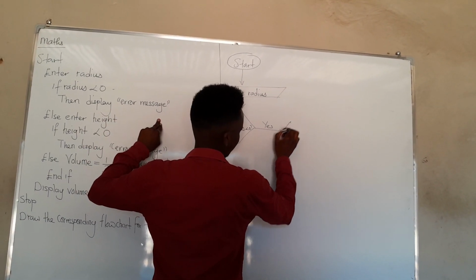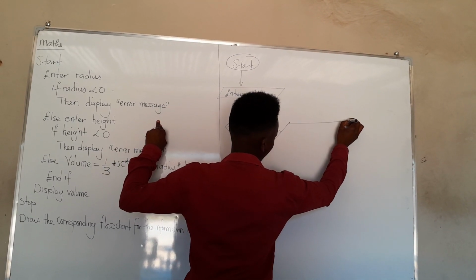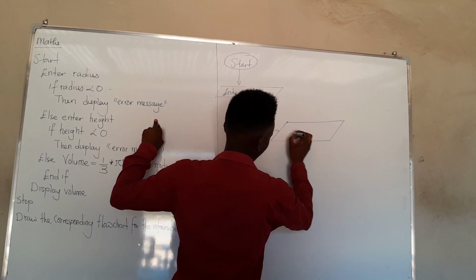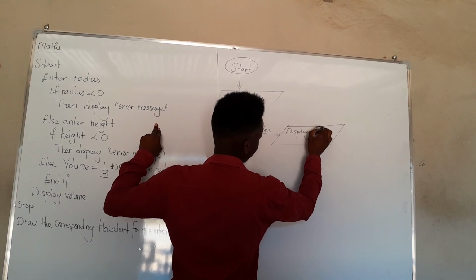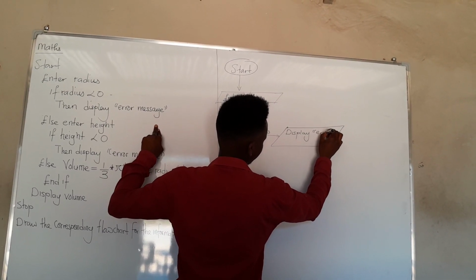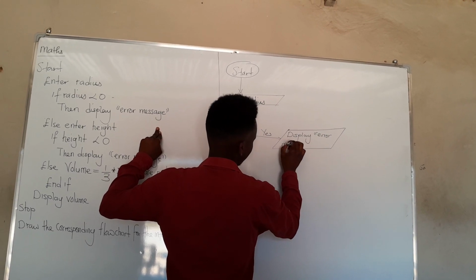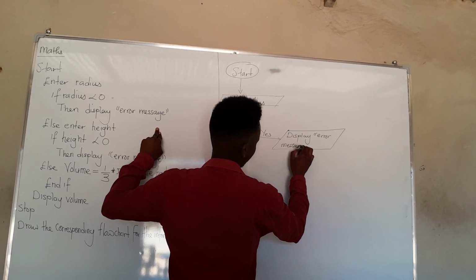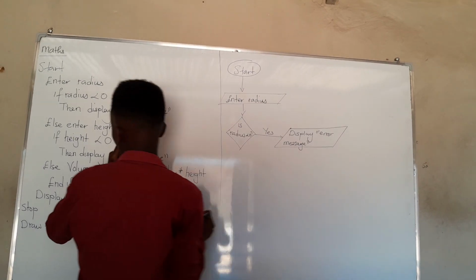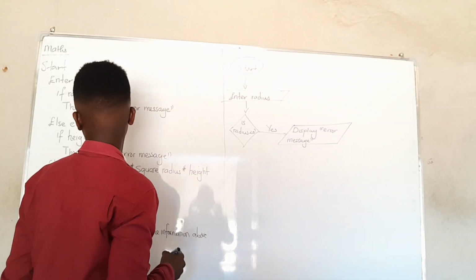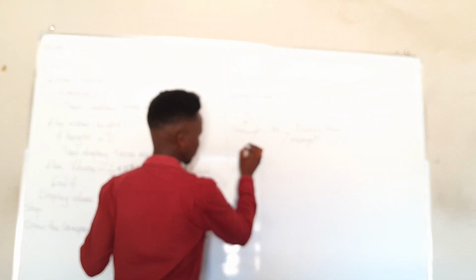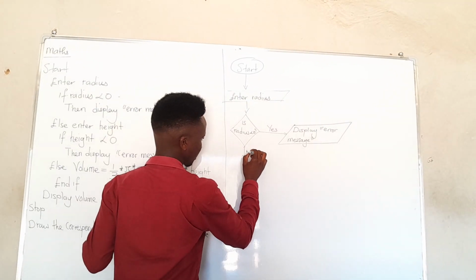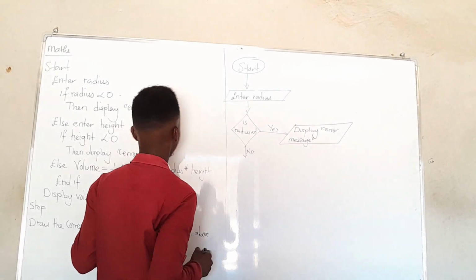What have they said? Display error message. So I'm going to draw a parallelogram, because to display I use a parallelogram. So display error message. From there I proceed. They've said else, so else means no, so I draw a line coming down. When they say else, just draw a line coming down, which means no.